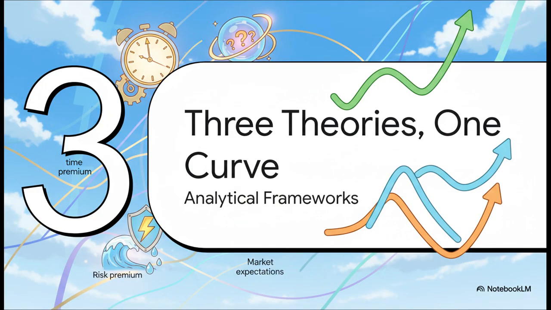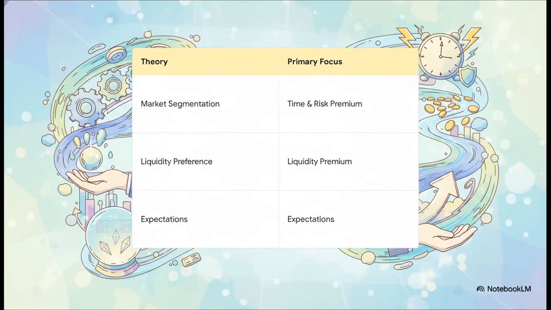Okay, so we've got our four ingredients. Now let's look at the three main recipes, or theories, that economists use to explain how they all get combined. This is really useful because it neatly maps each theory to our key ingredients. The market segmentation theory is all about time and risk. The liquidity preference theory focuses on, well, you guessed it, liquidity. And the expectations theory is all about that crystal ball stuff, what we think is going to happen next. Let's quickly break them down.